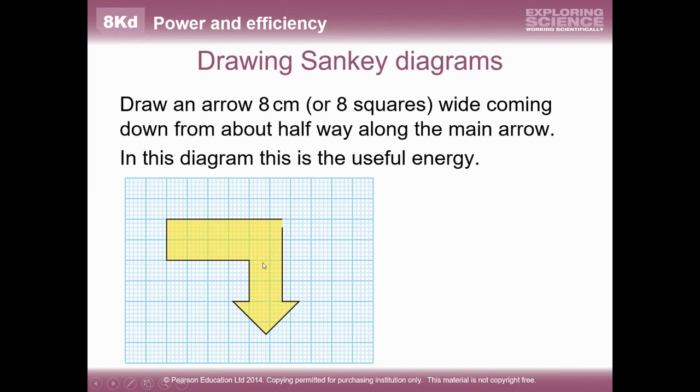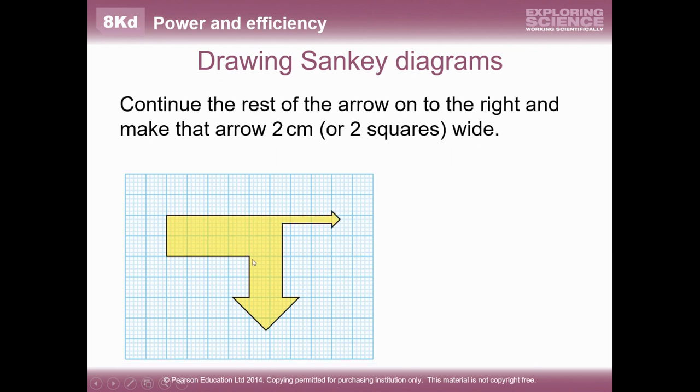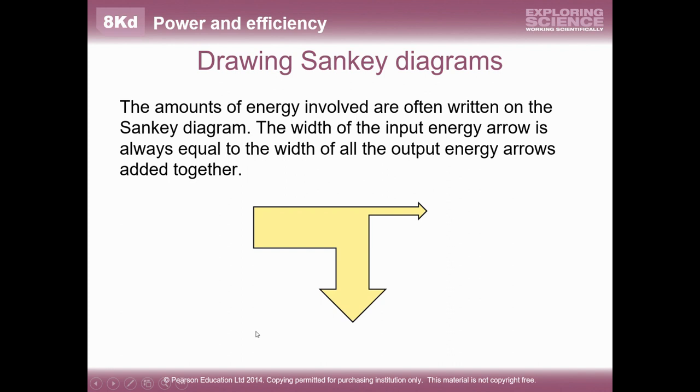Now in this diagram, it's pointing downwards, but it's often very typical to see in Sankey diagrams the useful energy just going straight forward. We've got 8 squares here, and so we need to have 2 squares here, 2 plus 8 equals 10, to represent the wasted energy. As stated already, the amount of energy going in, in this case 100 joules, must equal the sum of the amount of energy leaving, 80 plus 20. And so that is what our final Sankey diagram would look like.